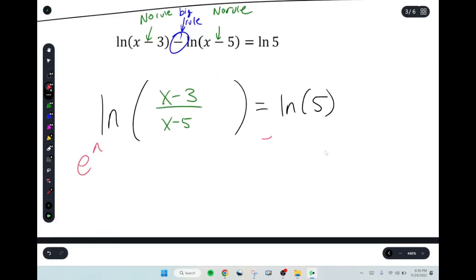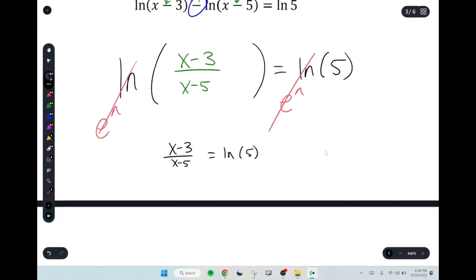You do this little e-base thing. And it's not even like, oh, that helps get rid of it. Nope, that's exactly the opposite. It gets rid of it. Like, e is the opposite of ln. 10 is the opposite of log. 2 is the opposite of log 2. That's the only thing it is. It's not a different thing. It is the opposite to get rid of it. So now we've got x minus 3 over x minus 5 equals ln of 5. This is just algebra coming back to bite us in the butt. Solving for x when you have a rational function.